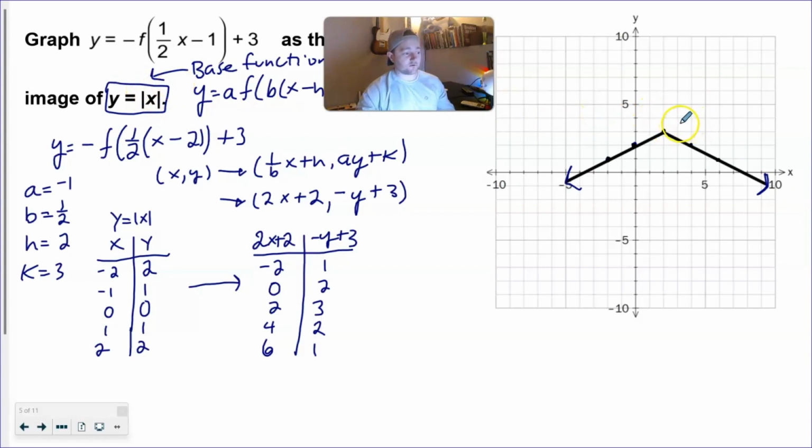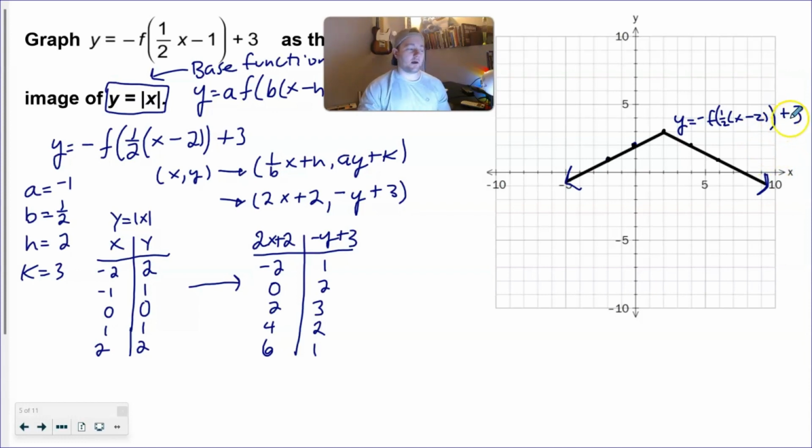So this is our transform function. y is equal to negative f, and then I'm going to use my version with the double brackets, 1 over 2, x minus 2, plus 3. And there it is. That's how we transform an absolute value function.